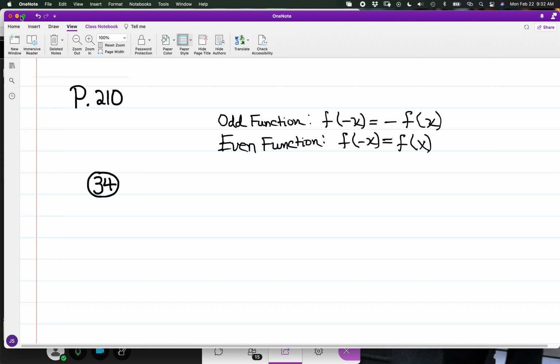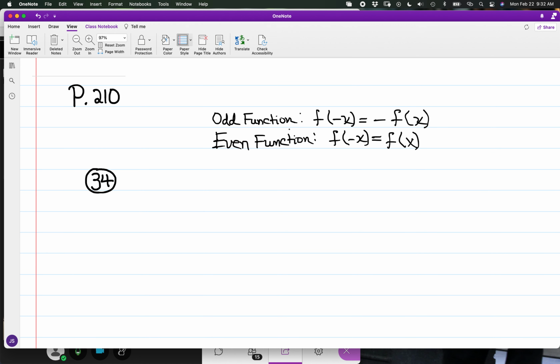And we have on page 210, by definition, an odd function is going to have symmetry with respect to the origin, and it is defined by the relation whereupon opposite sign inputs will lead to opposite sign outputs, and we have f of negative x is equal to the opposite sign of f of x.